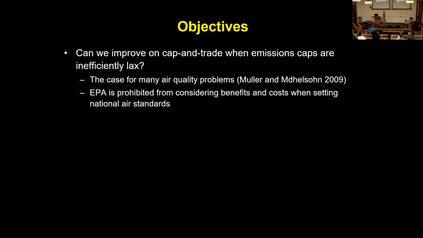Well, our question here is, can we improve on cap and trade when emissions caps are inefficiently lax? As I mentioned in the water quality problem, caps are typically pretty lax and they're exogenous to these markets. It's also the case for many air quality problems.